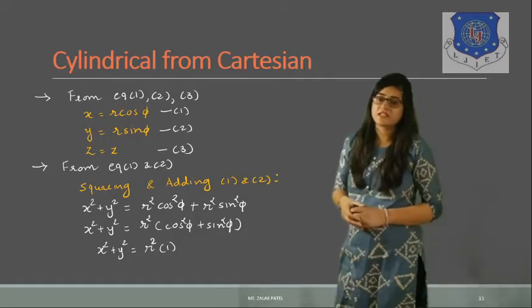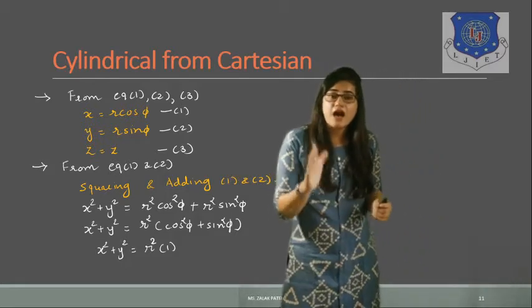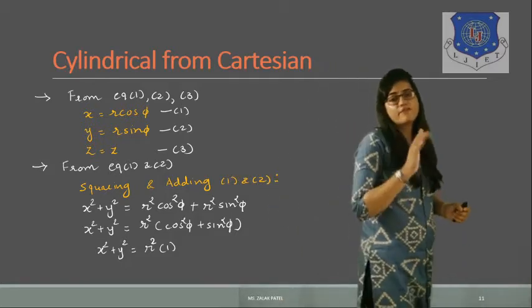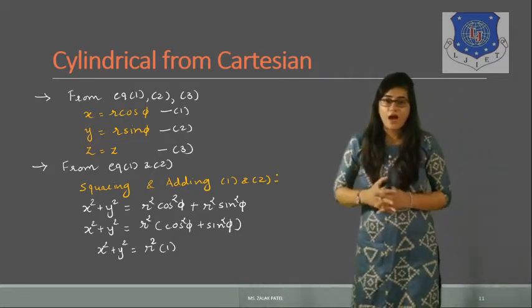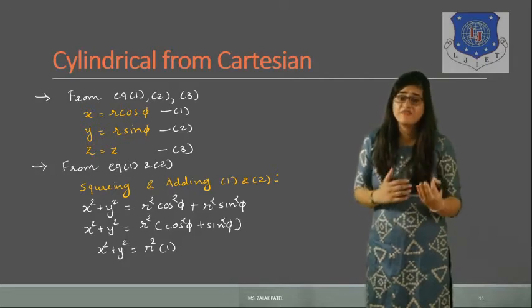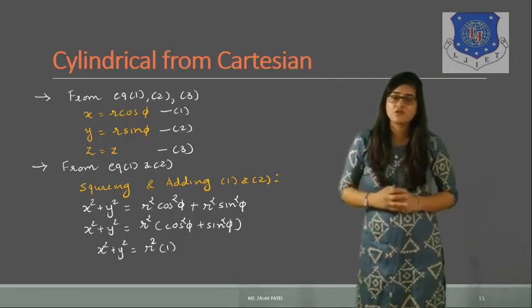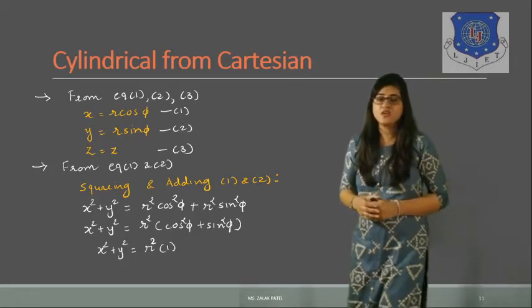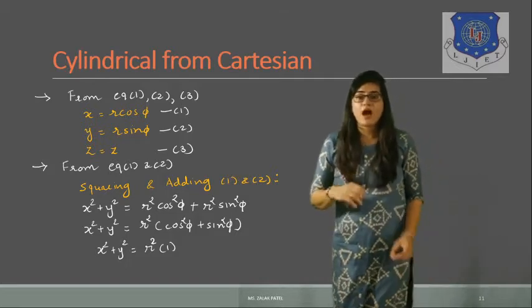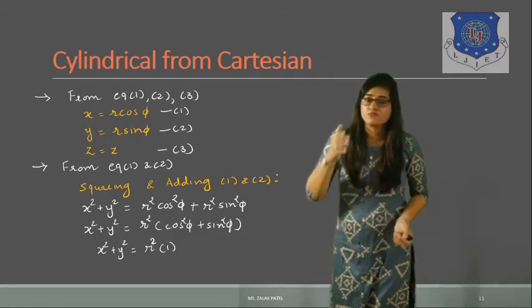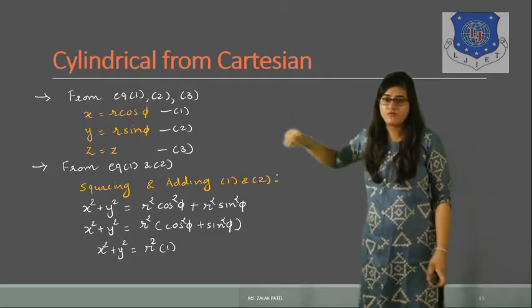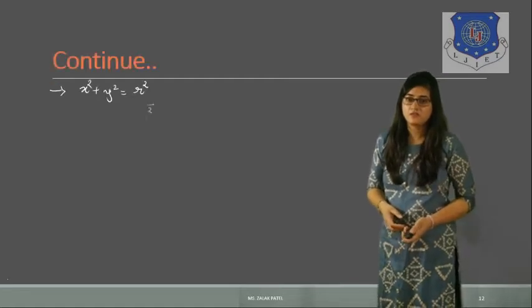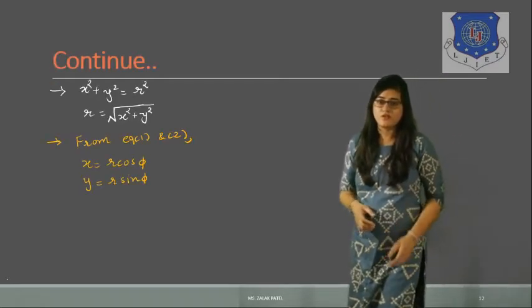So x square plus y square equal to r square, which means r equals square root of x square plus y square. So this is the equation of r. Now if someone wants the equation of phi, then we can do it by dividing equation number 2 by equation number 1. So we will get y by x.